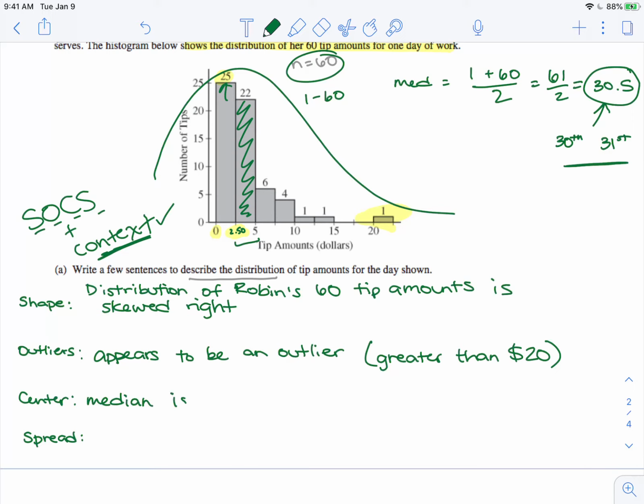Median is between, sorry, terrible handwriting today, $2.50 and $5. It's okay that we're not exact. This is statistics. If we can be exact, great. If not, give me a range.